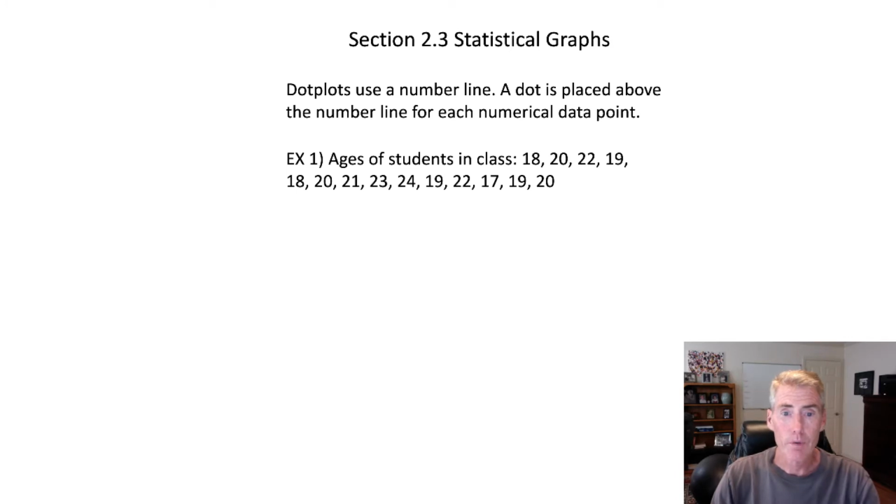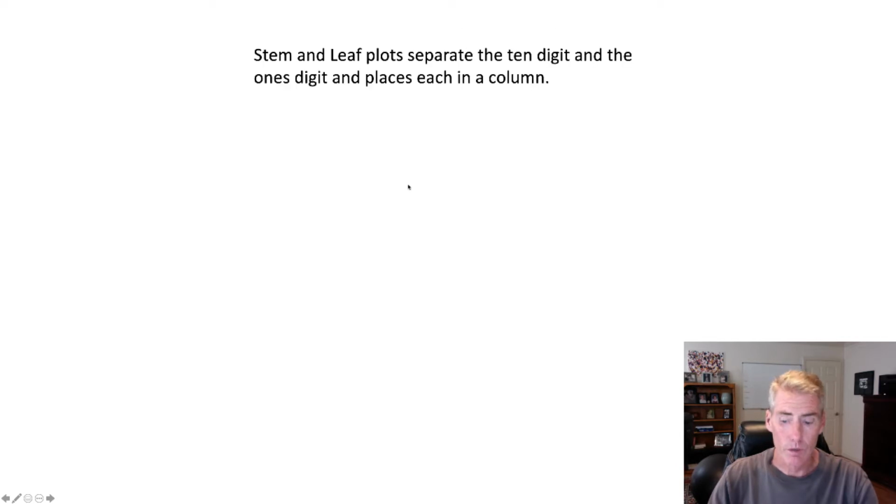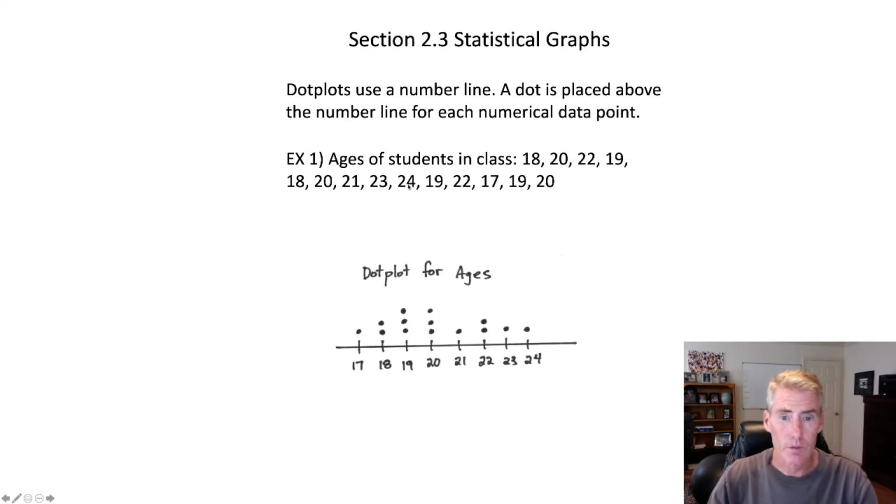For example, these are ages from one of my previous stat classes, the ages of the students: 18, 20, etc. And here's my dot plot. I just drew a number line. The youngest was 17, and the oldest out of this small sample was 24. Then you start with the 18, and you put this first dot right there.